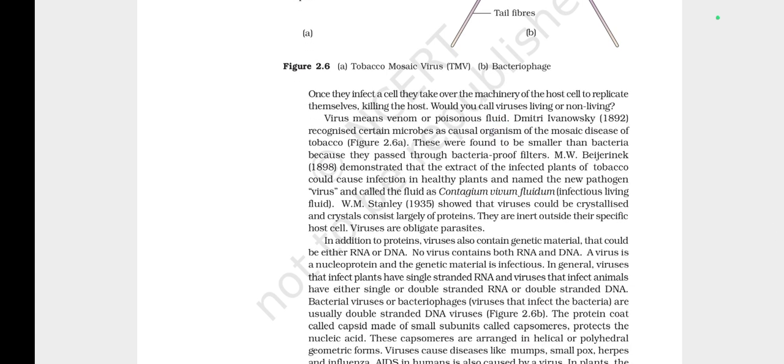Virus means venom, poisonous fluid. Ivanowsky in 1892 recognized certain microbes as the cause of mosaic disease in tobacco. They were found to be smaller than bacteria and passed through bacteria-proof filters. Beijerinck demonstrated that the extract of infected plants could cause infection in healthy plants. He gave it the name contagium vivum fluidum, infectious living fluid. Stanley then crystallized the virus.